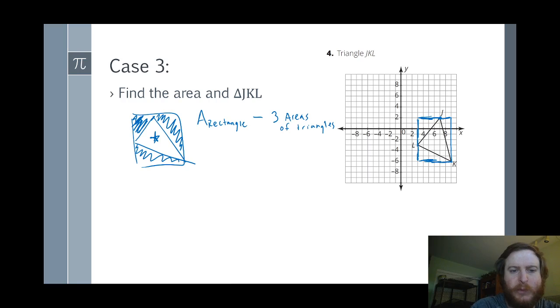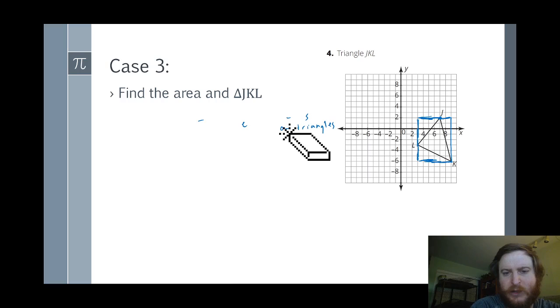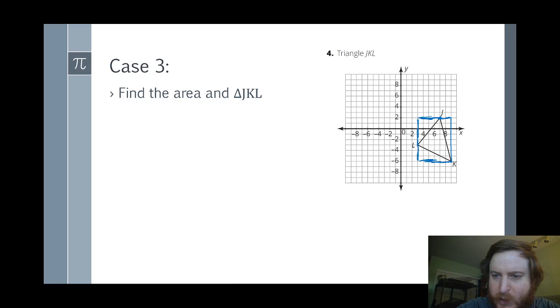So I like to just name them. To me, that's easier. So I'm going to name them: this guy's number 1, this guy's number 2, and this guy's number 3. So our first thing is to find the area of the rectangle. Okay. So this is over 1, 2, 3, 4, 5, 6, and then up 1, 2, 3, 4, 5, 6, 7, 8.